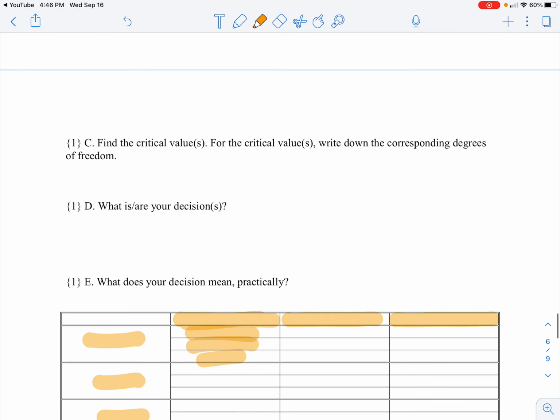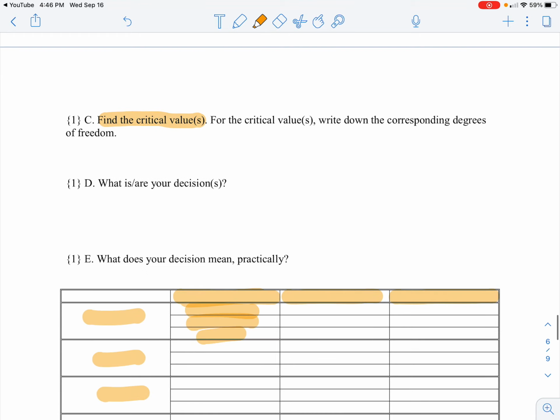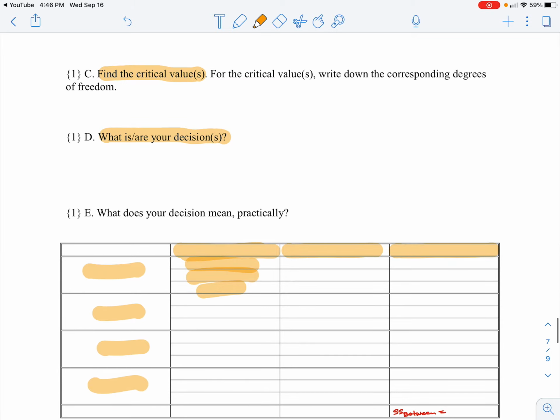What you want to be able to do is to find the appropriate critical value. You have to use the degrees of freedom. And what's your decision? Is it significant or not? And if it is, what does your decision mean practically? And even if it's not, what does that mean practically? So fill out this worksheet, bring it to class, and we'll talk about any questions or issues that you have on each one of the components.